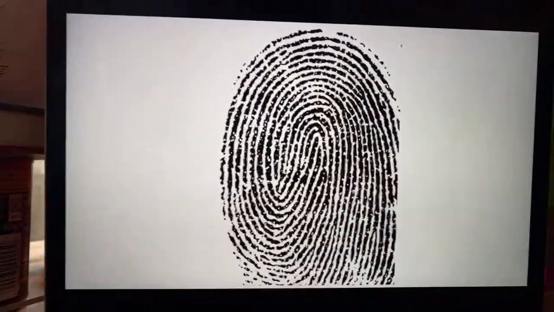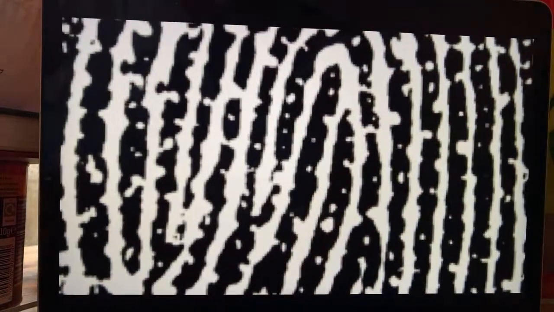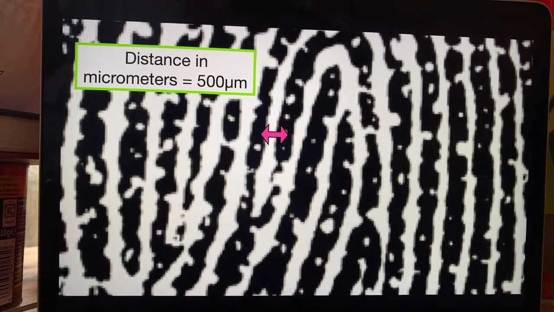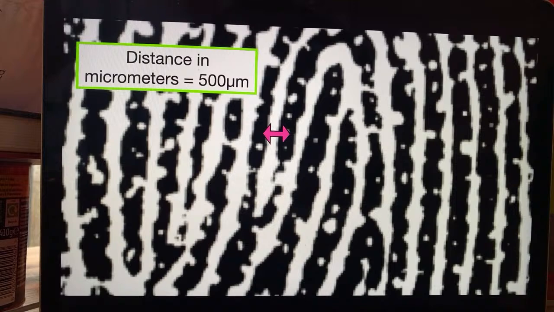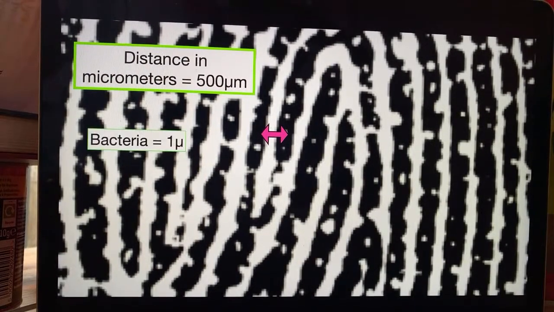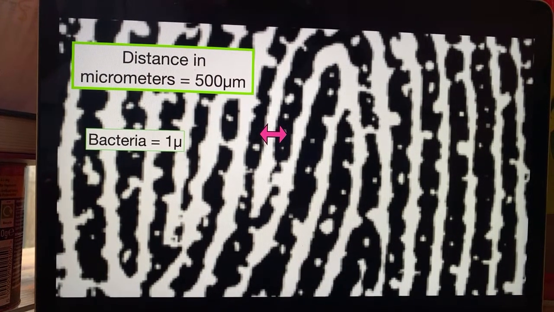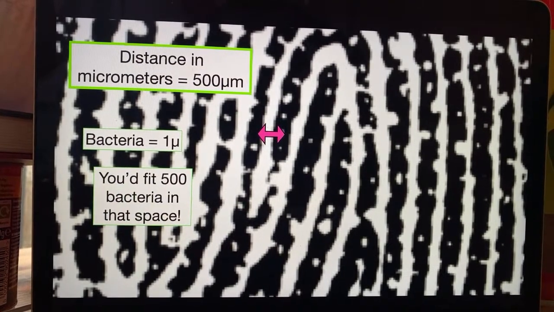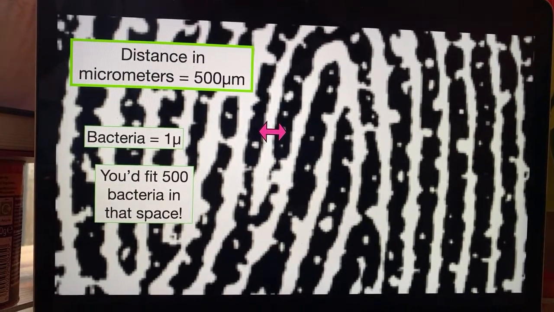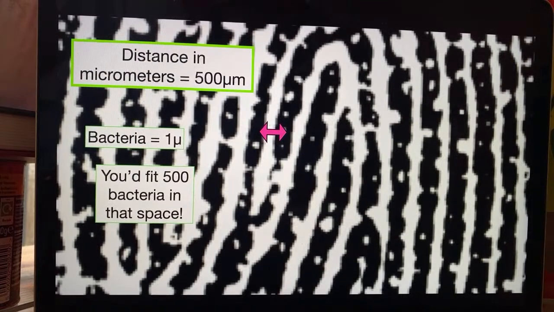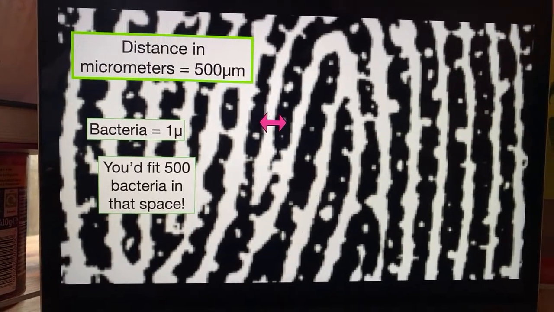So, oh yeah, first, just before we go then, to come back to this fingerprint idea. We have learned that the distance between the ridges on your finger is 500 micrometers, and we've learned that a bacterium is 1 micrometer wide. So just have a look at your finger again. You'd fit 500 bacteria into that space between the ridges of your finger. Isn't that amazing? Okay, so I said, yes, your body is doing loads of things, and they're so obvious, we just don't think about it.